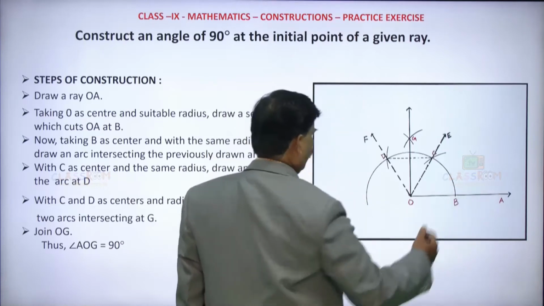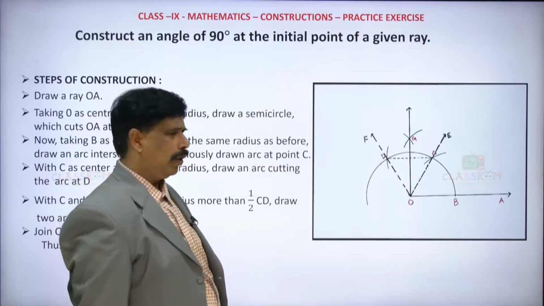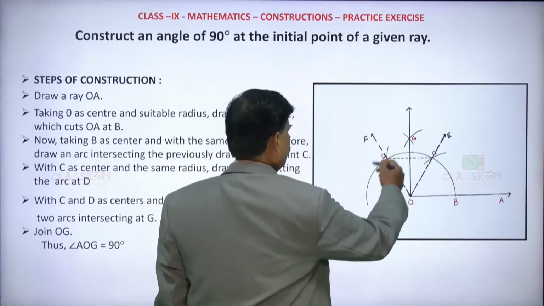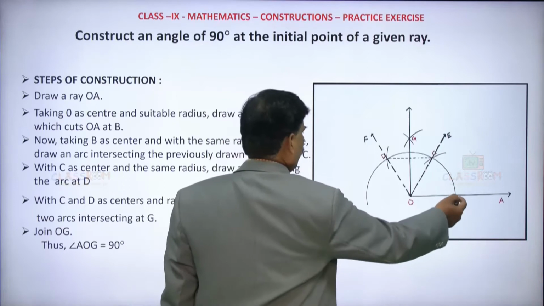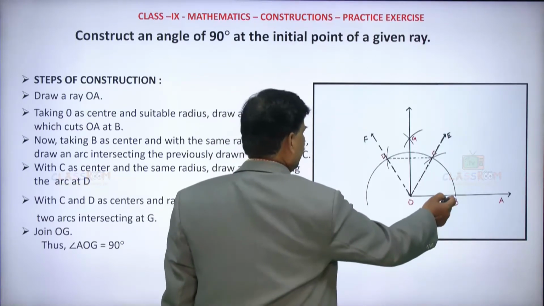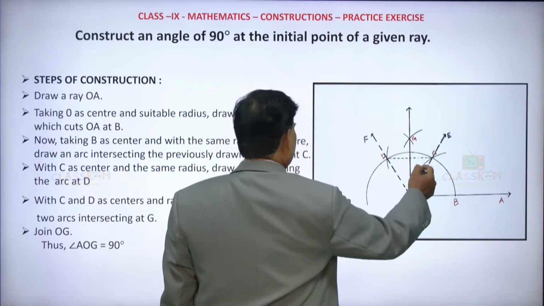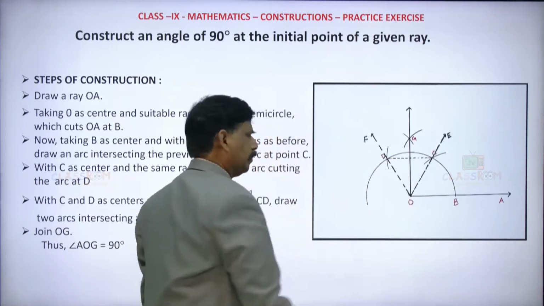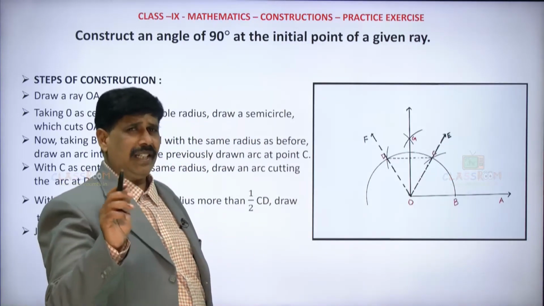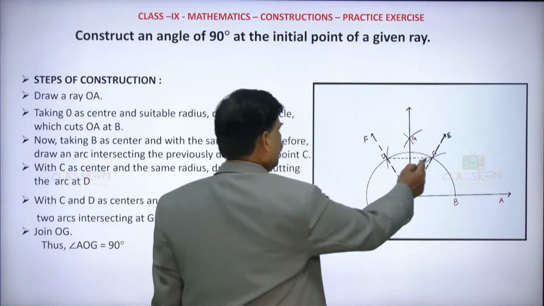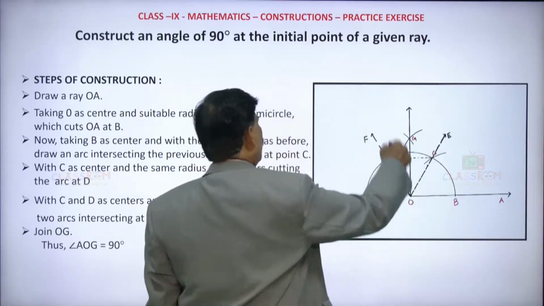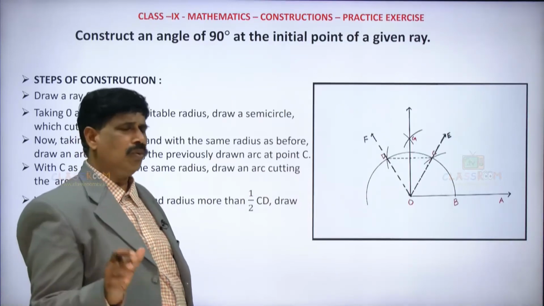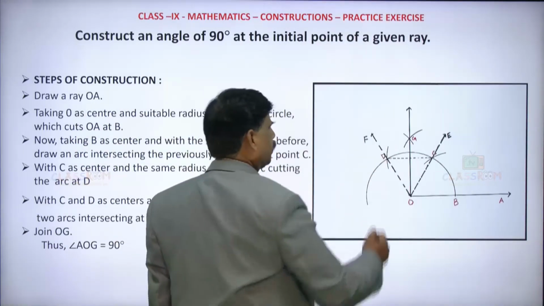See what we have done. First one ray OA. With some convenient radius, taking O as center, draw one semicircle which cuts OA at B. With the same radius, place the compass at B, draw an arc cutting the semicircle at C, and from C, with the same radius, draw one more arc cutting at D. Now, taking C and D as centers, with radius more than half CD, draw the arcs. These two arcs intersect each other at G.